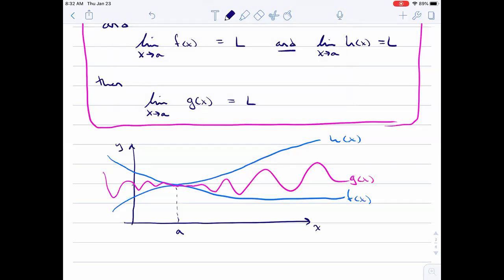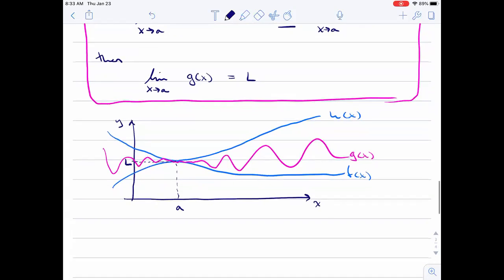Because here, that's at L. Usually it is an oscillating function. Think of sine and cosine, for example. Most often it's going to be sine and cosine, squeezed between two other functions that we know how they behave, which you'll see when we do our example.